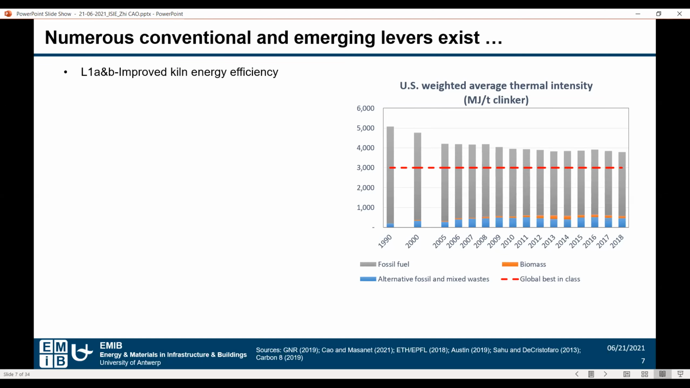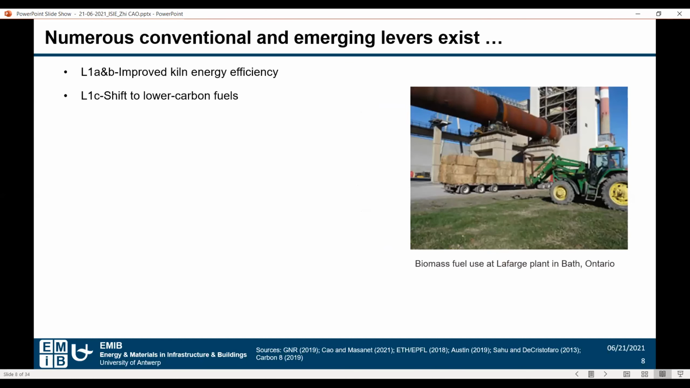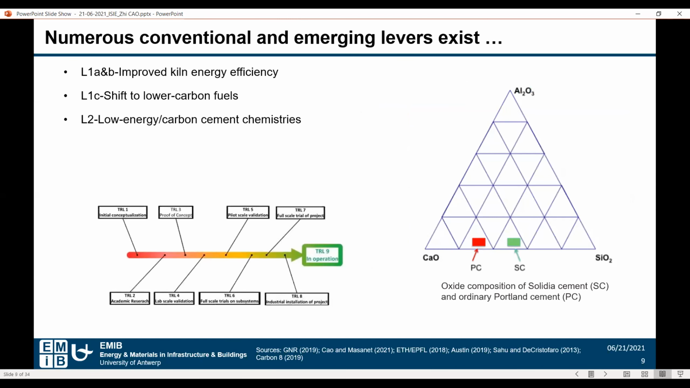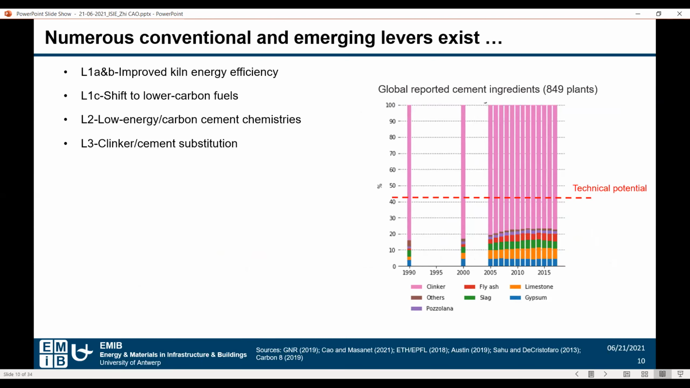It involves retrofitting the cement kiln, improving the management and operations, and incorporating more low carbon fuels such as biomass. And the second lever refers to adopting new cement formulas to reduce the process emission and thermal energy requirements. And the third refers to replacing ordinary Portland cement clinker with supplementary cementitious materials, which have similar properties to the former.